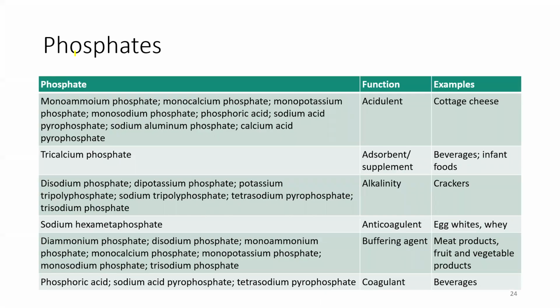Okay, and then here is a list of all these phosphates that are added to foods, what function they perform, and some examples of foods that they perform that function in. But you see that phosphates have so many functional properties. I think it's a little bit cool to point out that phosphates are anticoagulants and coagulants.